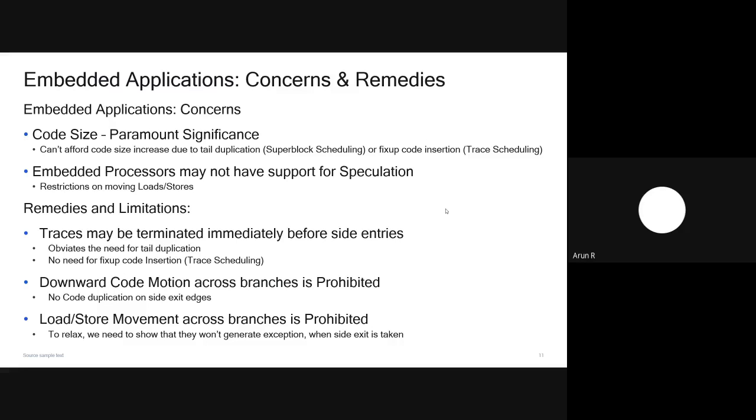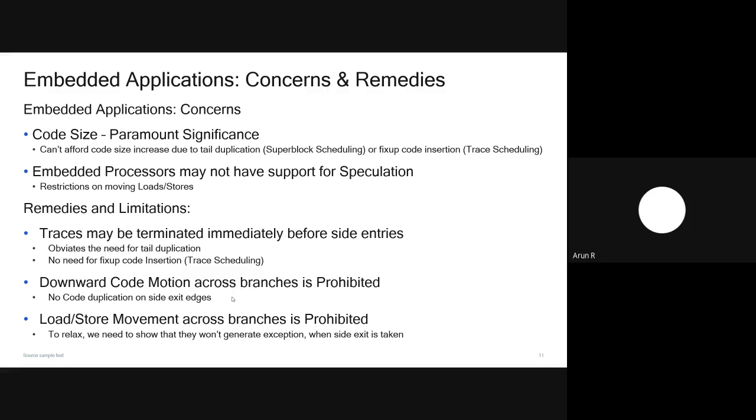So how do we overcome them? What we did is that we terminated traces immediately before side entries, so that we avoid tail duplication altogether. Also, since we are dealing with superblock scheduling, we don't need any fix-up code associated with trace scheduling. So in principle, we have avoided code duplication, that is, basic block duplication.